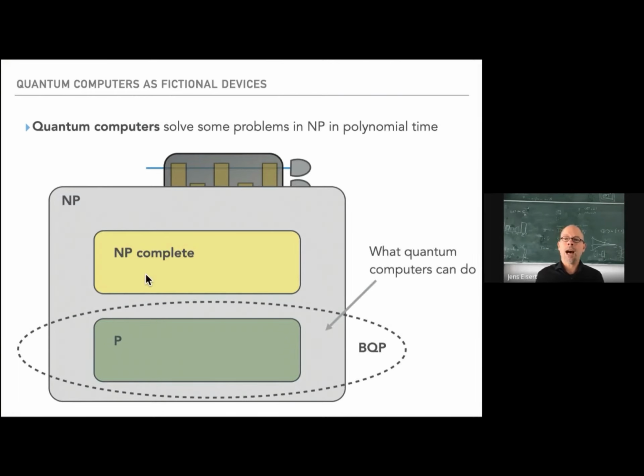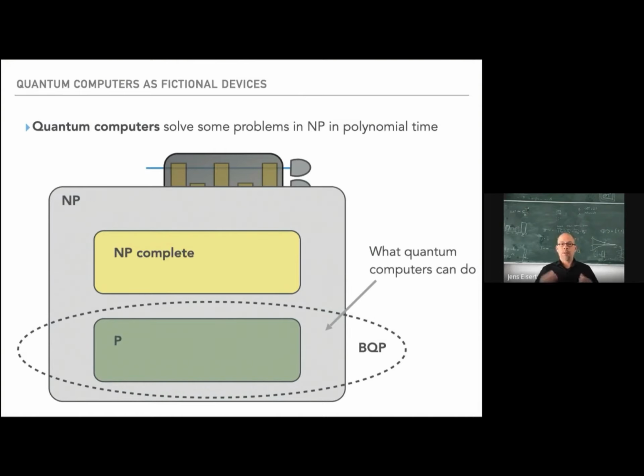And the heart of the matter is that the complexity class of those problems that a quantum computer can solve in polynomial time, BQP, as one says, includes P. So it's surely more powerful than a classical computer. It stands for bounded error quantum polynomial time.